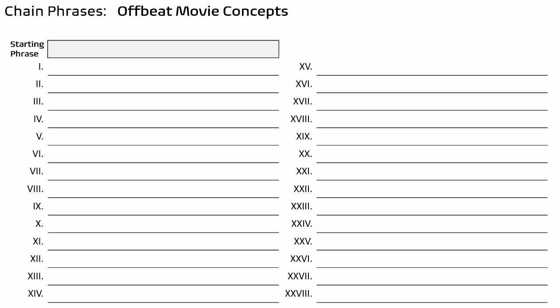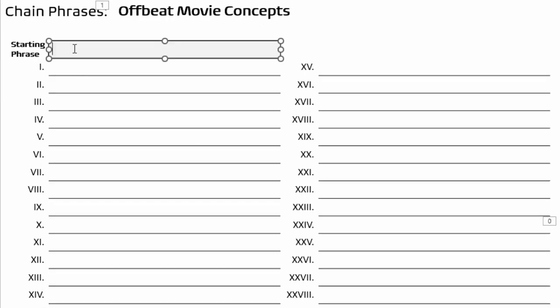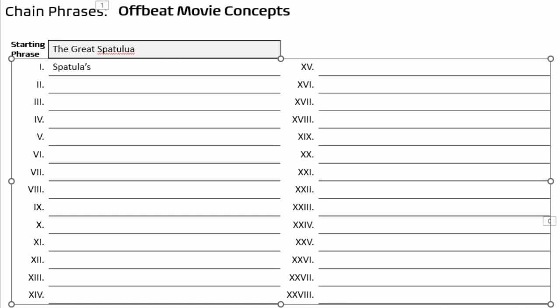Okay, using the prompt of an offbeat movie concept, I'm going to try to do this live. Starting phrase is going to be the great spatula. Okay, spatulas. Away. Okay, away. Away into the wild bog. Wandering. I don't know. Okay, wandering away from the middle.